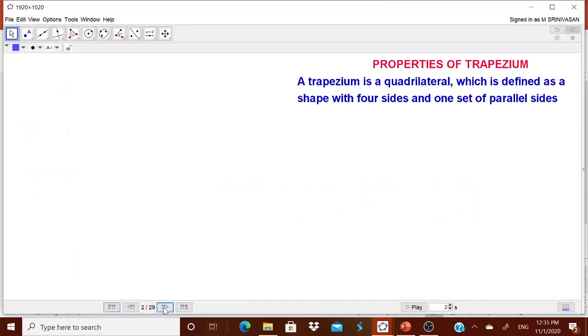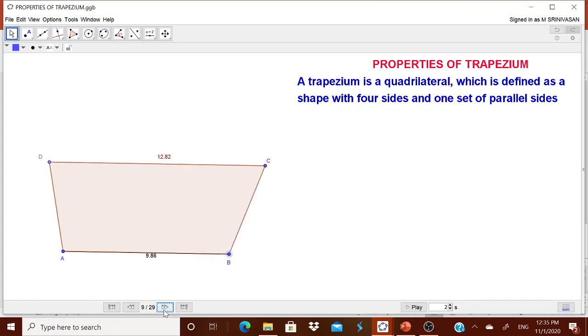We are going to tell the children what the meaning of a trapezium is. It's a quadrilateral with one set of parallel sides, and we will try to construct a trapezium. Remember, the trapezium can be constructed with given lengths, diagonals and so on, but I am going to construct an arbitrary trapezium. Well, now the trapezium is constructed.